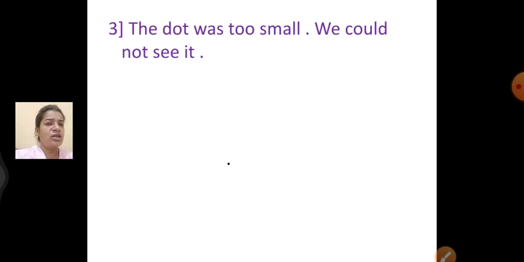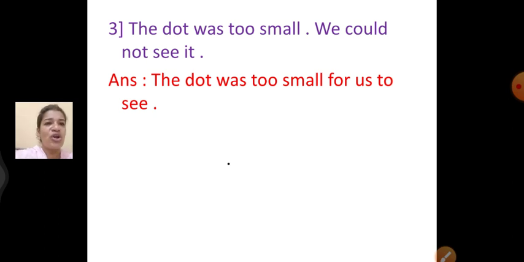Now see the third one. The dot was too small. We could not see it. Are you able to see the dot on the screen? It is there, but you all are not able to see. The dot was too small. We could not see it. So how are we going to write the answer now? Yes, very good. The dot was too small for us to see. Well done.